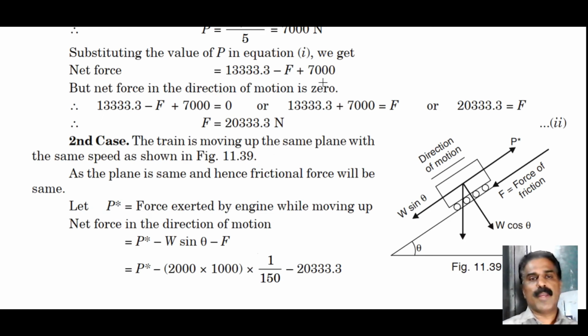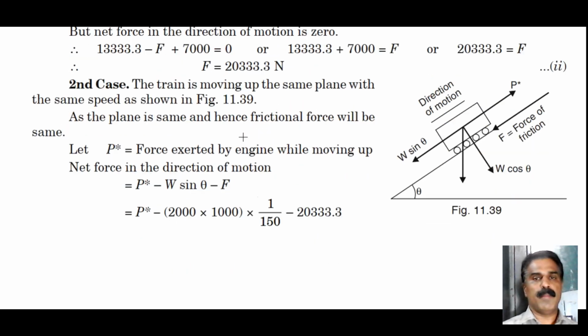So we can write 13,333.3 minus F plus 7,000 equal to 0. Or you can write F is equal to 20,333 Newton. So that will be the total frictional resistance acting on the train. That is, F is equal to 20,333.3 Newton.